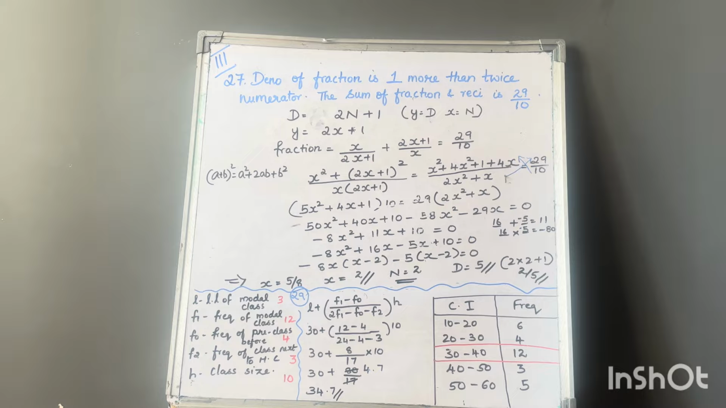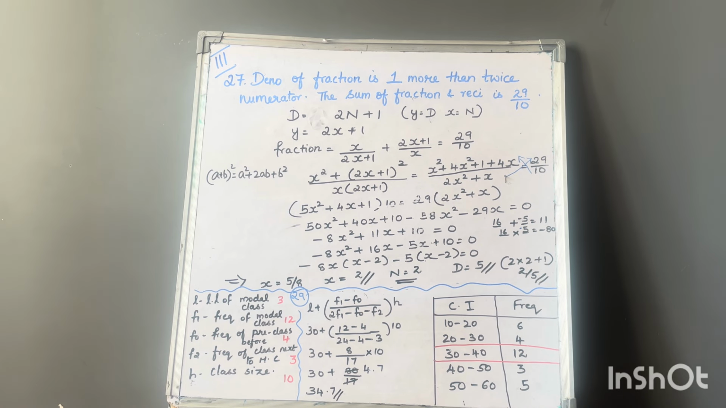We move on to the 27th question now. The denominator of a fraction is 1 more than twice the numerator. The sum of the fraction and its reciprocal is 29 by 10. Find the fraction. So the denominator here is given as 2 times the numerator plus 1.